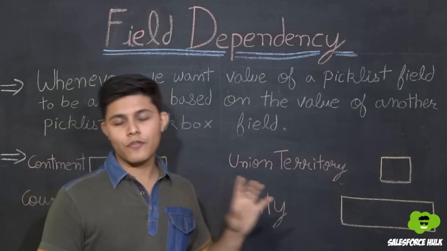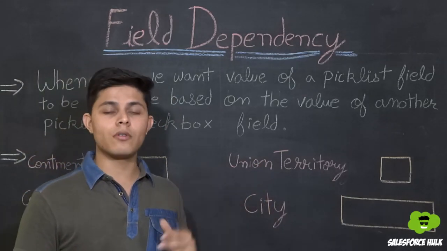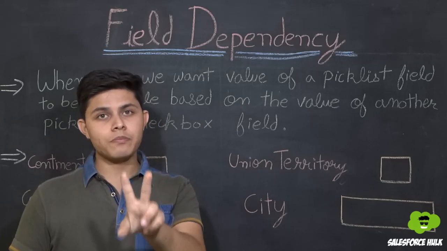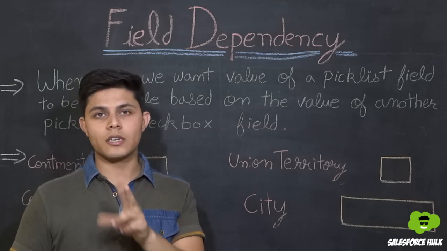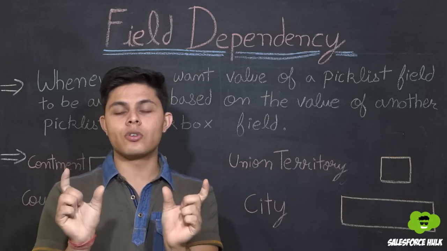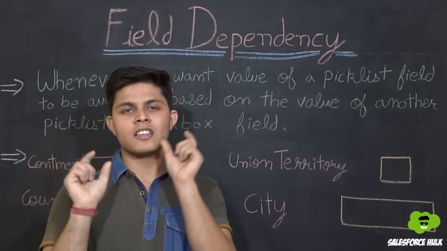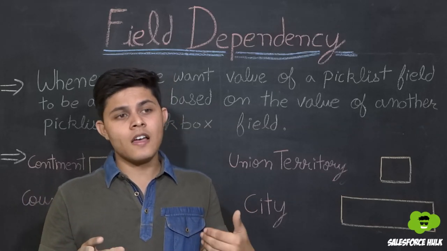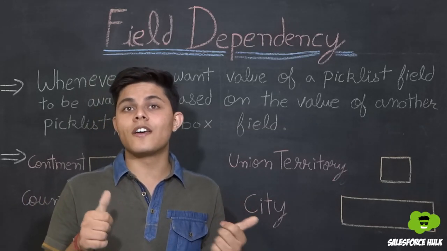Okay, before going to the second situation, I want to tell you that we can set only two data type fields as controlling. What I'm trying to say is that only two data type fields can be controlling. First one is a pick list. Second one is a checkbox. No other field can control another field's value because their values are not defined.